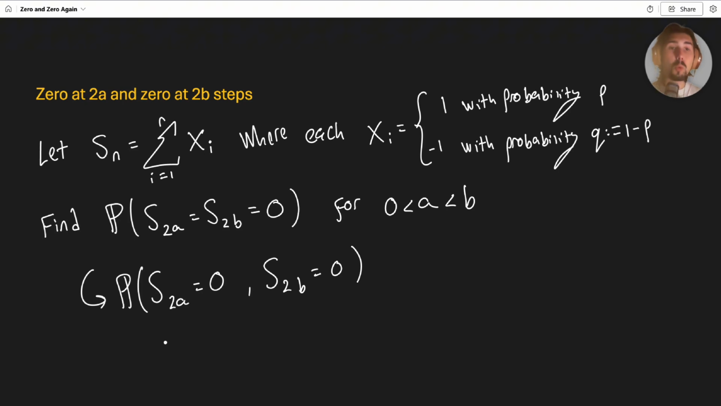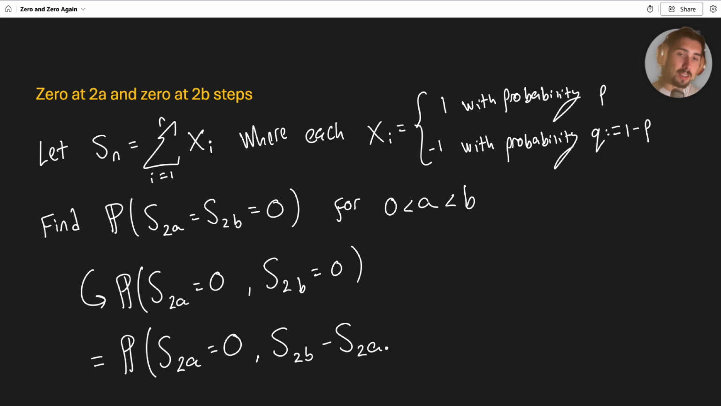So what do we do? Well, we split into what you call disjoint blocks. What does that mean? Well, it means that I'm going to split this probability into two events that are independent from each other. So I'm going to rewrite this as the probability that S sub 2a is equal to 0. And then this S sub 2b, what am I going to do about this? Well, I need S sub 2b and S sub 2a to be the same because they're both equal to 0. So what I can say is the probability of S sub 2a being 0 and S sub 2b minus S sub 2a being 0.